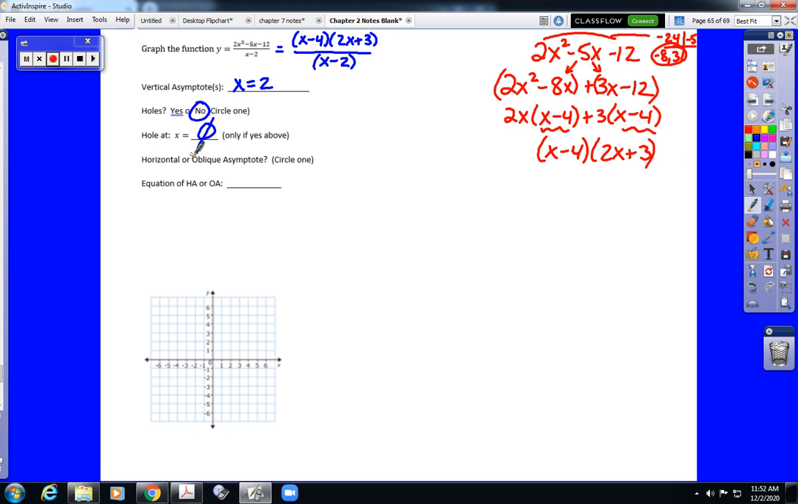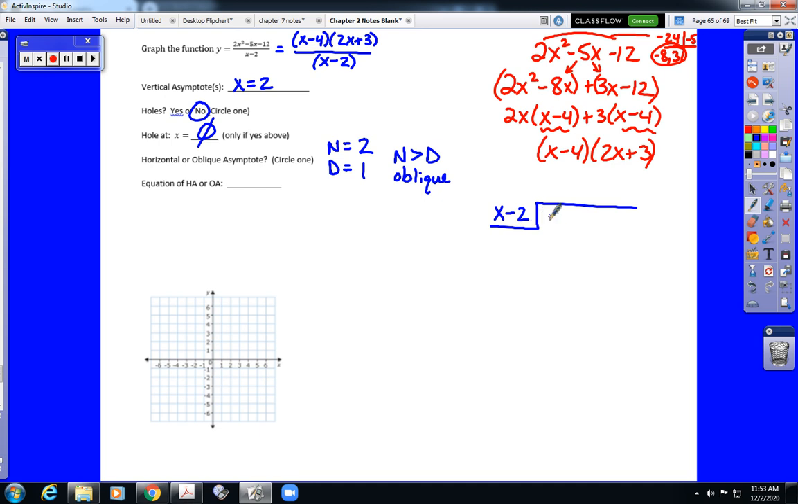Then we look at the horizontal or oblique asymptote. For that, we look at the degree of the numerator and the degree of the denominator. The degree of the numerator is 2, the degree of the denominator is 1. Since n is greater than d, we have an oblique asymptote, and we need to divide. So we are going to carry out long division to find the equation of the oblique asymptote.